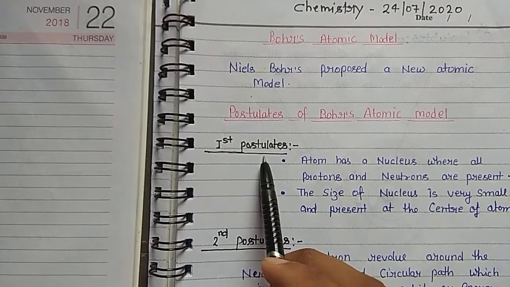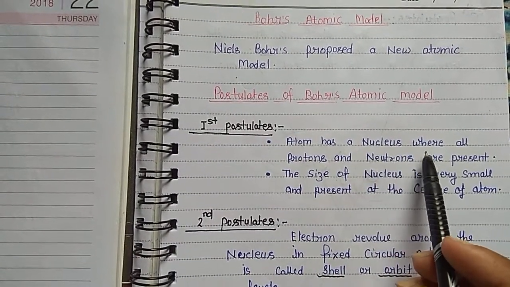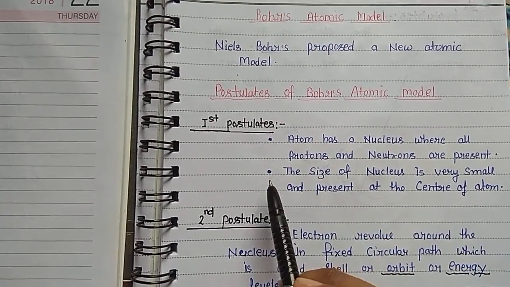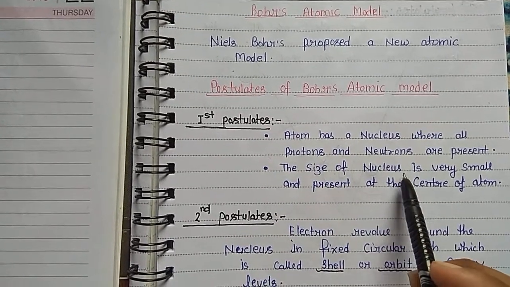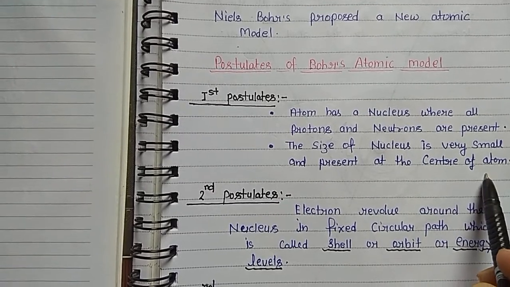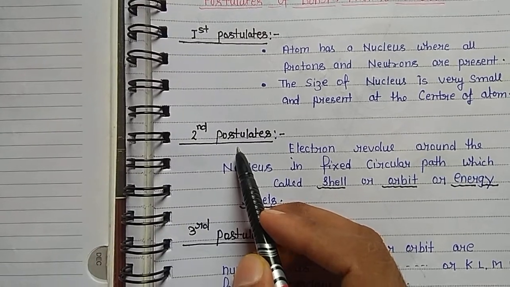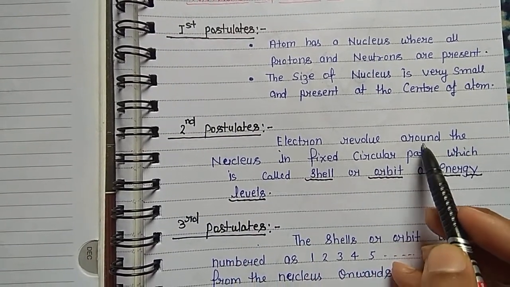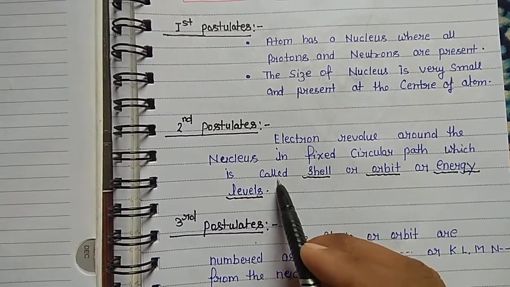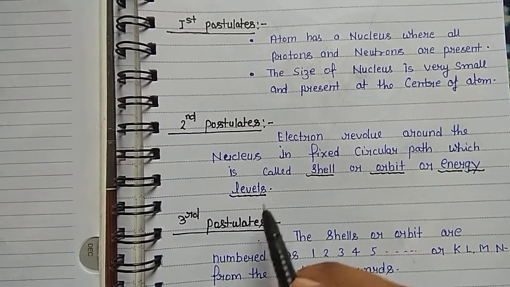Now, the first postulate of Bohr's atomic model is: an atom has a nucleus where all protons and neutrons are present, and the size of the nucleus is very small and present at the center of the atom. The second postulate of Bohr's atomic model is: electrons revolve around the nucleus in fixed circular paths, which are called shell or orbit or energy level.